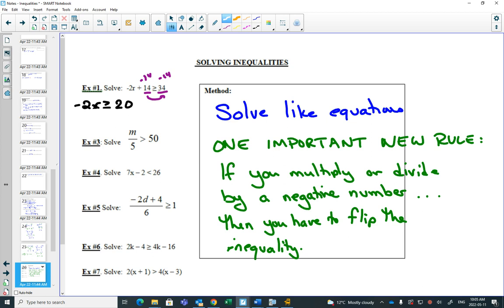I'm going to erase the second question just so I have enough space. How do you solve from here? Well, what's the opposite of multiplying by negative 2? Divide by negative 2. And here, you treat it like an equation. So like the inequality sign is an equal sign, right? It's like an equal sign, except we have this one important new rule, and that new rule comes into effect right now when you divide it by negative 2.